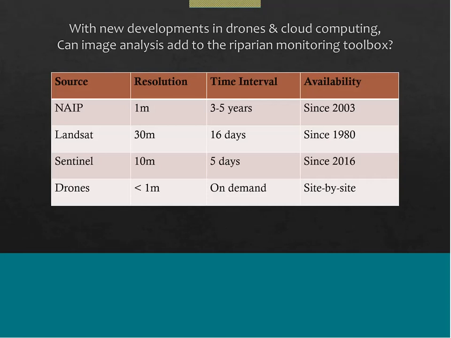And critically, the time interval for return is 5 days, which means that we have a lot more data to work with, and we can make those average images that compensate for cloud cover much more easily and start tracking change through the growing season.